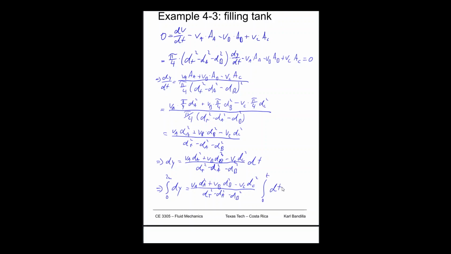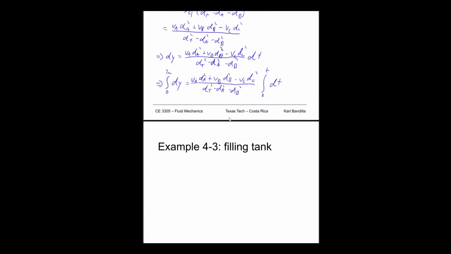So both of those are easy to integrate. Not much there to integrate. So we're left with 2 meters is equal to this whole bunch once again. Should find some copy and paste tool here. Plus VB times dB squared minus VC times dC squared divided by dt squared minus dA squared minus dB squared. All right, but what is it that we want? Well, we want to have it times T. Let's not forget that. Very important. So we want to have the T so we can solve all this for T.